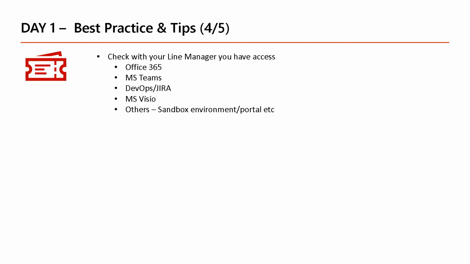The next tip for day one is have a checklist of things you must have access to. So check with your line manager, do you have access to Office 365? Do you have access to Microsoft Teams? How about DevOps or Jira? Do you have Microsoft Visio or whatever tool they use within the organization? And other access you might need might be the sandbox environment or the test portal they have. You just want to find out how easy it is to get access and make sure you have a checklist to check that everything's done.